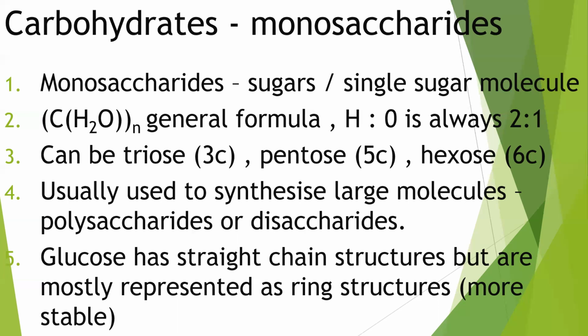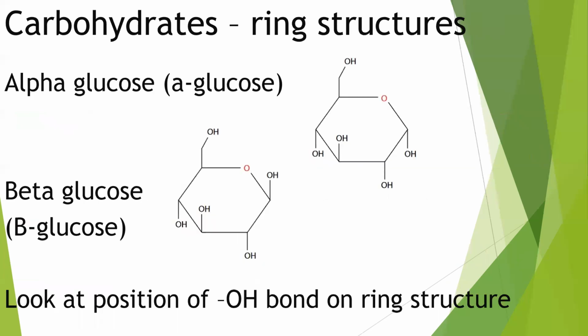They're usually used to either synthesize larger molecules, or they can be used for metabolic reactions. For example, glucose is used in aerobic respiration. So we'll talk more in depth about the structure of glucose. Glucose does have a straight chain structure, but it's mostly represented by a ring structure. It's a lot more stable in the ring structure. So this is the ring structure of glucose.